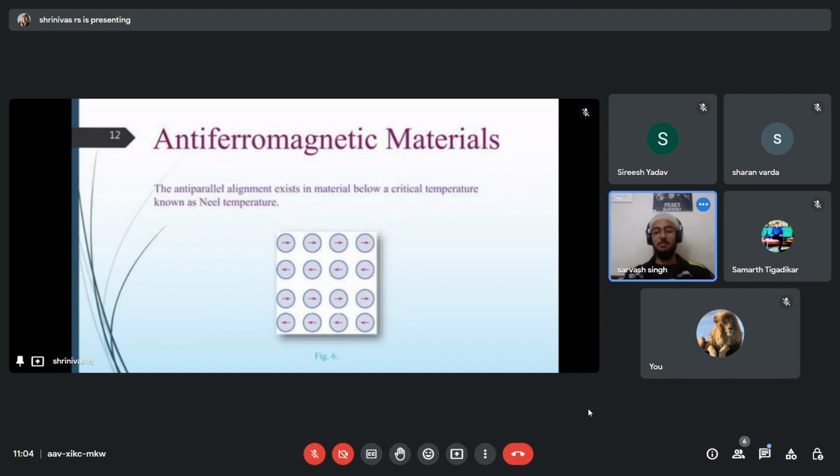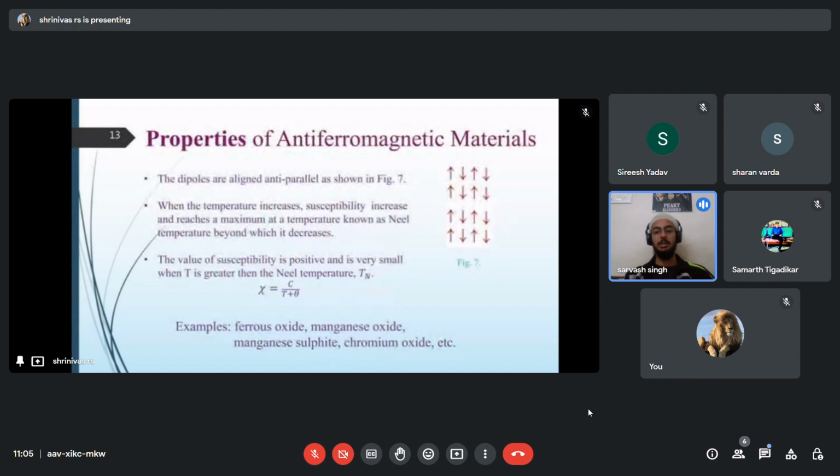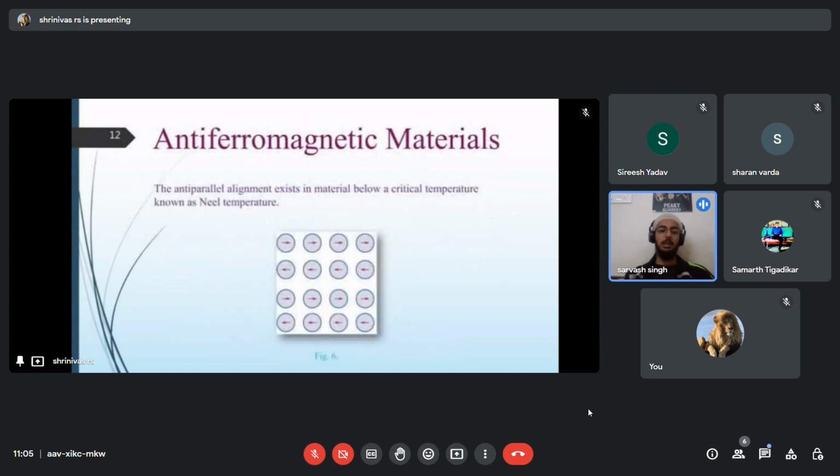Hello, I am Sarvesh. I am going to talk about antiferromagnetic and ferrimagnetic materials. In materials that exhibit antiferromagnetism, the magnetic moments of atoms or molecules, usually related to the spins of electrons, are aligned in a regular pattern with neighboring spins pointing in opposite directions. Antiferromagnetism is a process in which the forces acting between two adjacent atomic dipoles have signs opposite to that of ferromagnets.